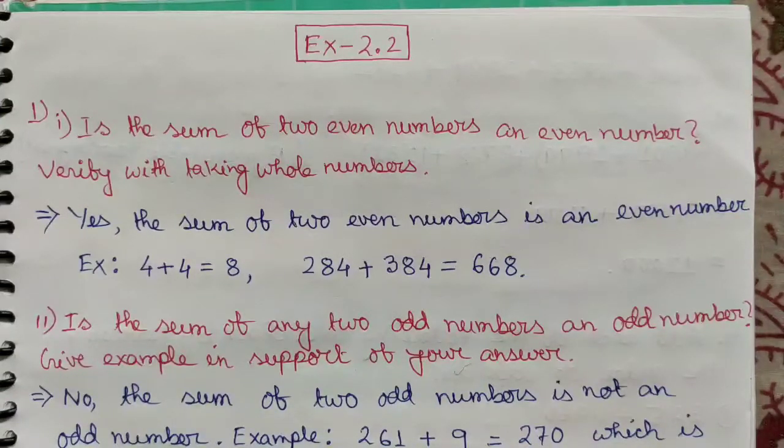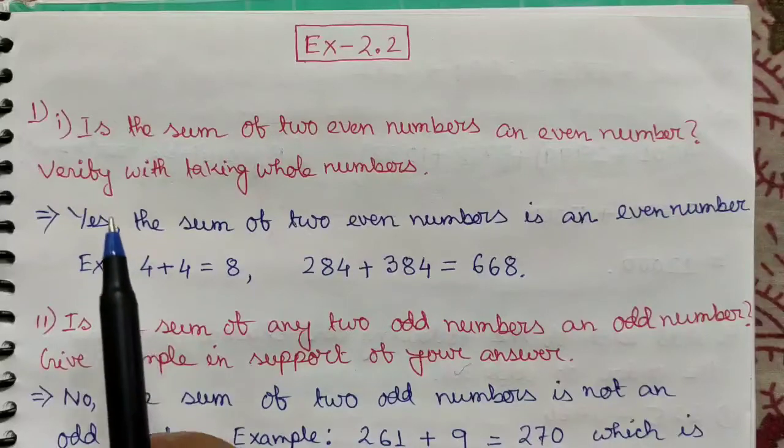Next was the commutative property. It tells us that when we add two whole numbers, suppose a plus b, and if we rearrange their places, b plus a, the result will be the same. This does not hold good for subtraction. If we discuss all the properties, it will be long. So now let's start with our exercise.